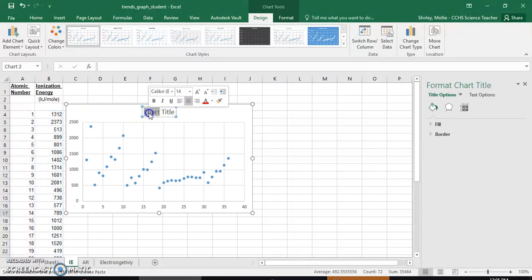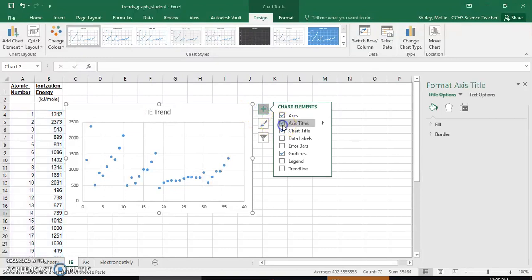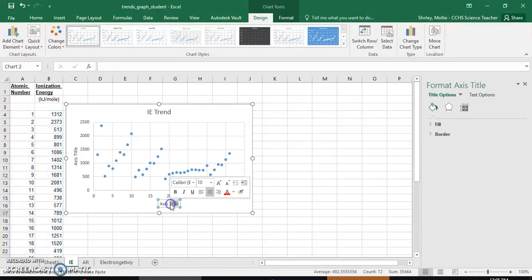Alright, I'm going to call this my ionization energy trend, and I'm going to put my axis titles on my X and Y. My X, this is atomic number.